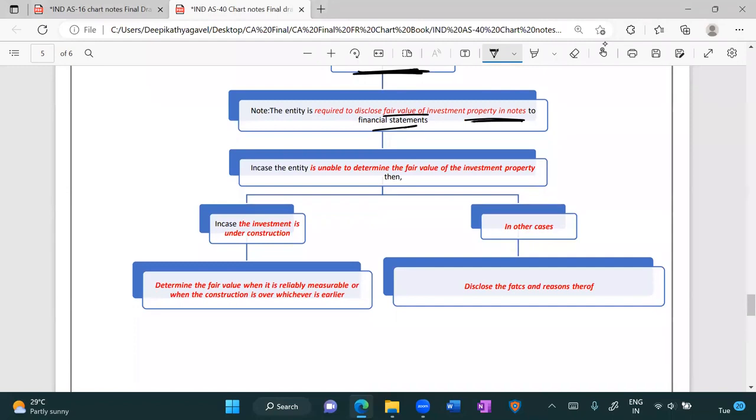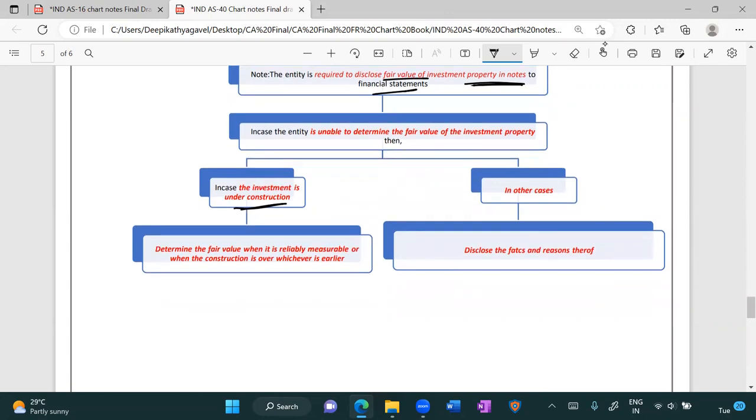In case the entity is not able to determine the fair value, you need to first think about why you are not able to determine it. Is it because the asset is being constructed now? Is it under construction? That is why the fair value is not being determined. If that is the case, then you will determine the fair value when it is reliably measurable or when the construction is completed, whichever is earlier, right?